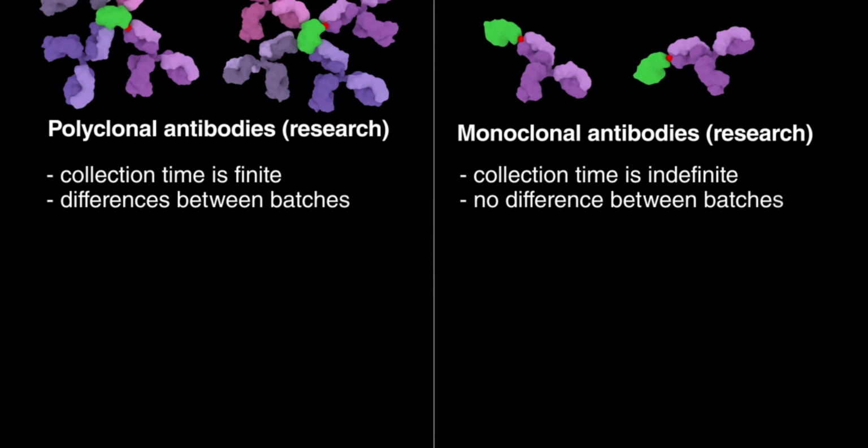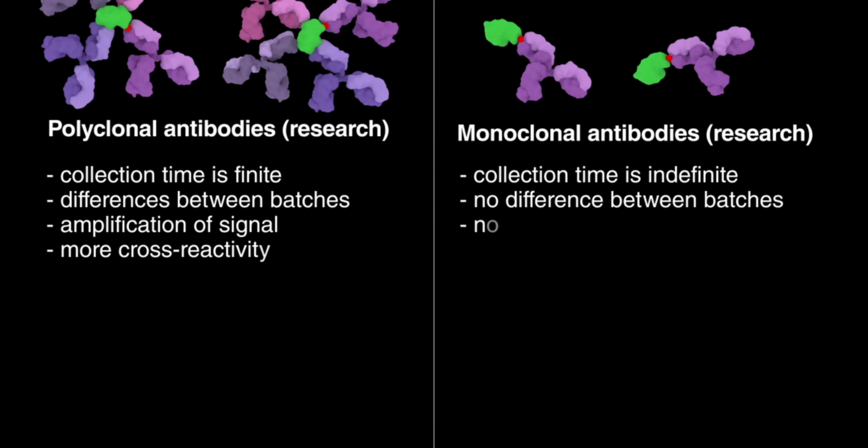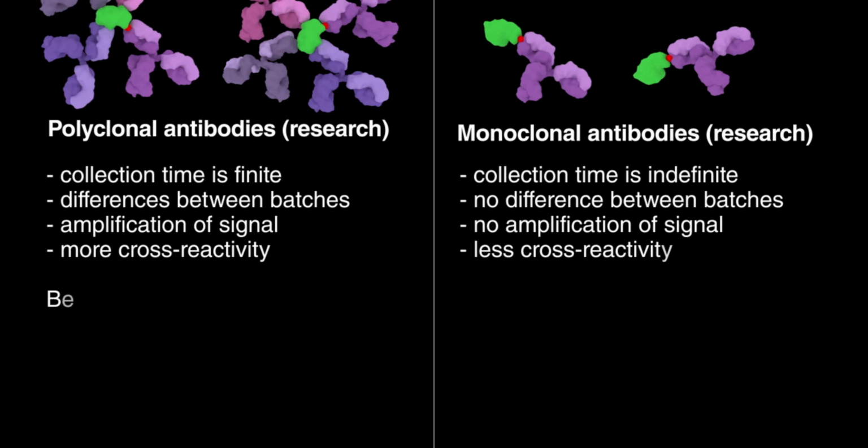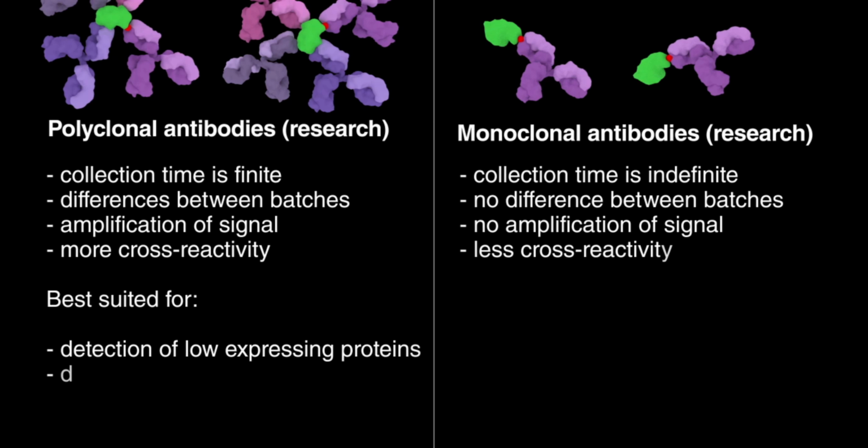Since polyclonals can recognize multiple sites within a protein, they can amplify detection signals, but they also cross-react more with non-specific proteins. Monoclonals, on the other hand, do not amplify detection signals as well, but provide a lower signal-to-noise ratio due to their higher specificity. As a result, polyclonals are better suited for detecting proteins that are expressed at low levels. They are also used to effectively detect different isoforms or versions of a protein or to screen for the presence of the protein of interest in other species.